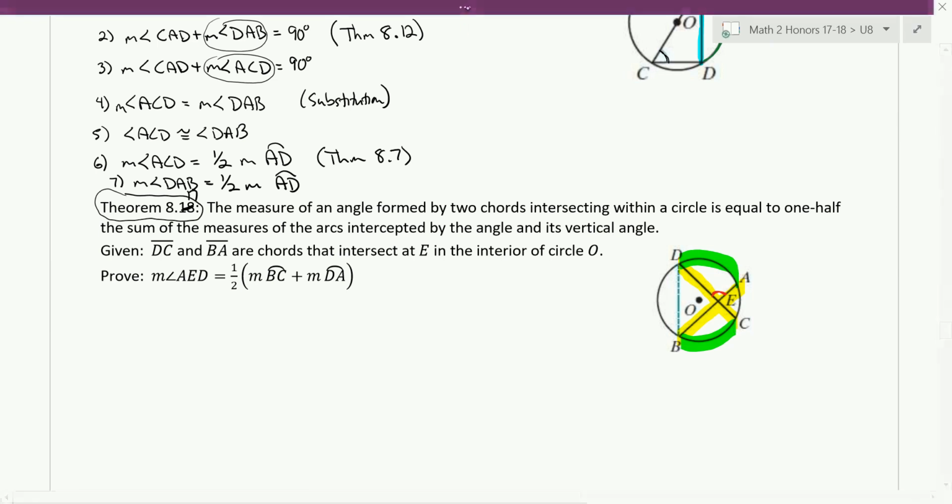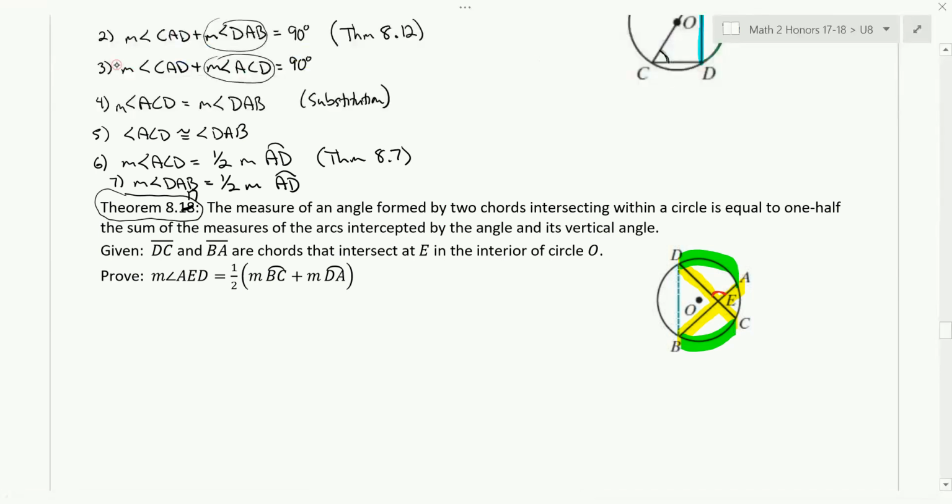So if this was 100 degrees and this was 80 degrees, and I wanted to find out the measure of DEA, then I would add the 100 and the 80 and divide that sum by 2, and I'd get 90 degrees if that were the case. Okay, so that's what the theorem's saying. How are we going to prove that?